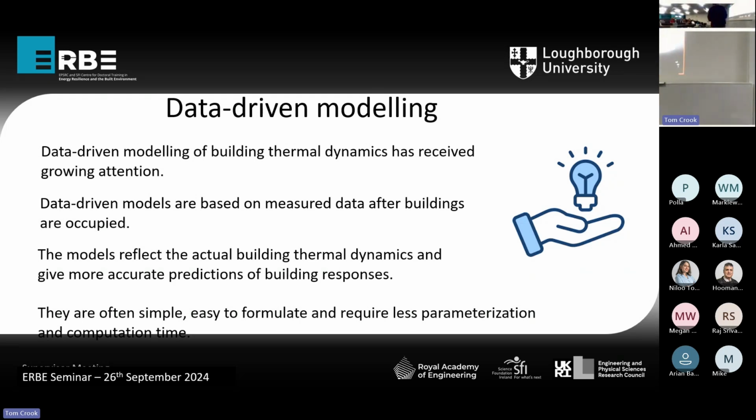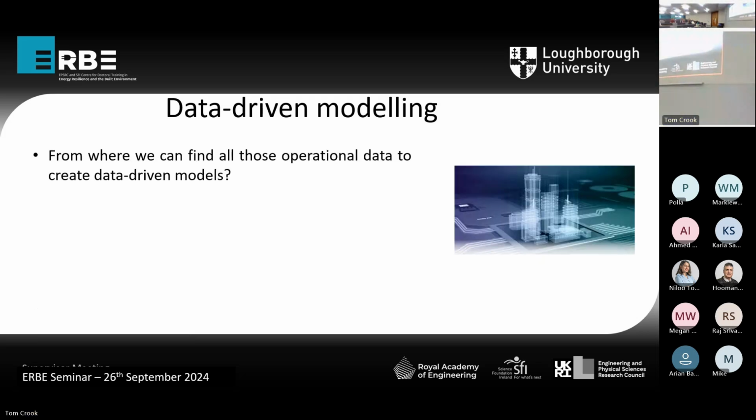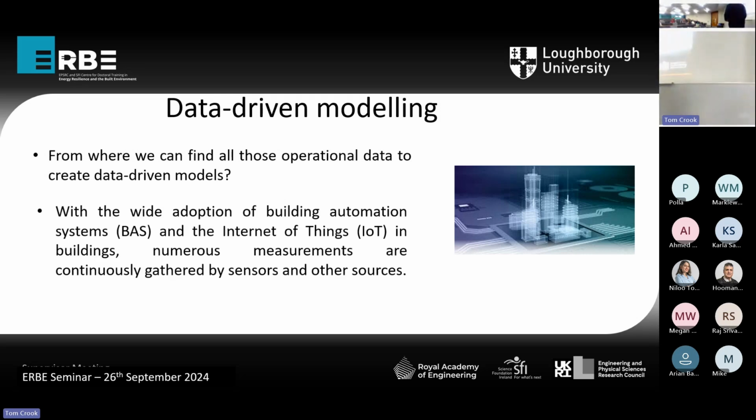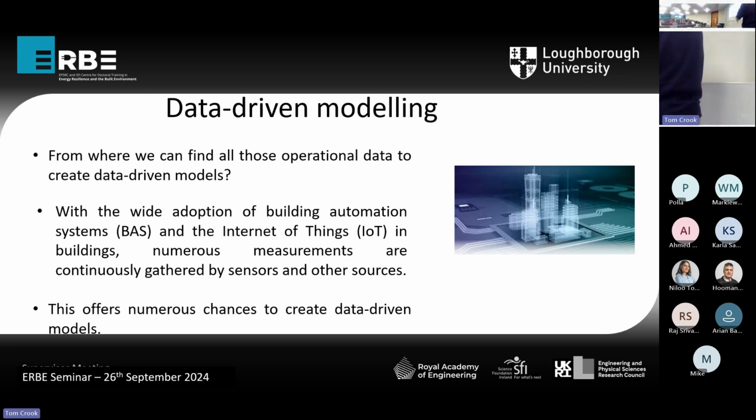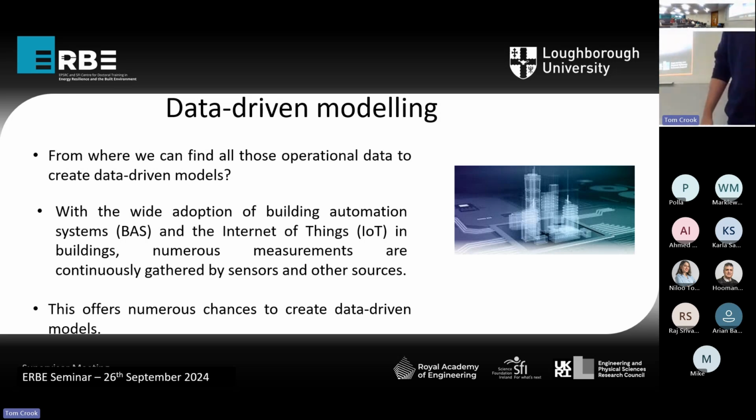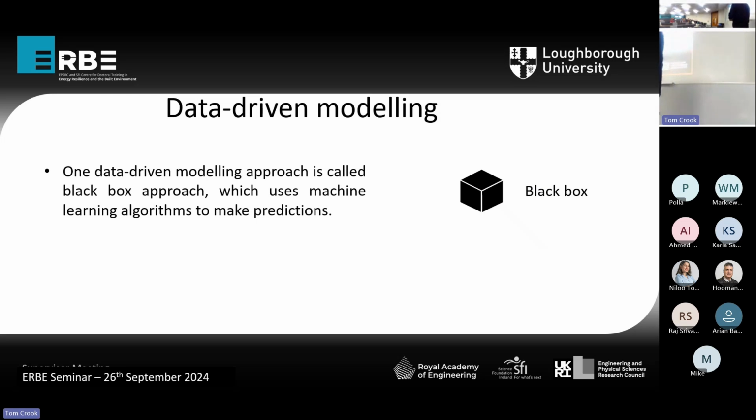As I mentioned, they are often simple, easy to formulate, and require less parameterization, meaning you need fewer parameters in these models, and usually they have less computation time. For all these reasons, they are becoming more popular. But the question is, where can we find all the operational data we need to create data-driven models? The good news is that with the wide adoption of building automation systems and Internet of Things in buildings, especially modern buildings, we are collecting more and more operational data, which we can use to inform data-driven modeling. So more data is available, and we have a better chance to develop data-driven models.